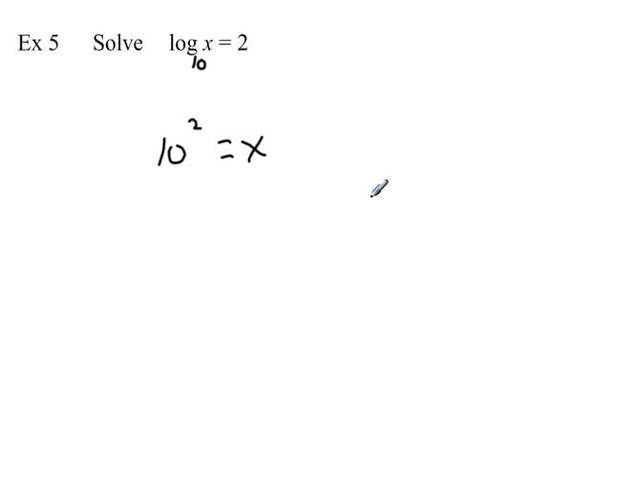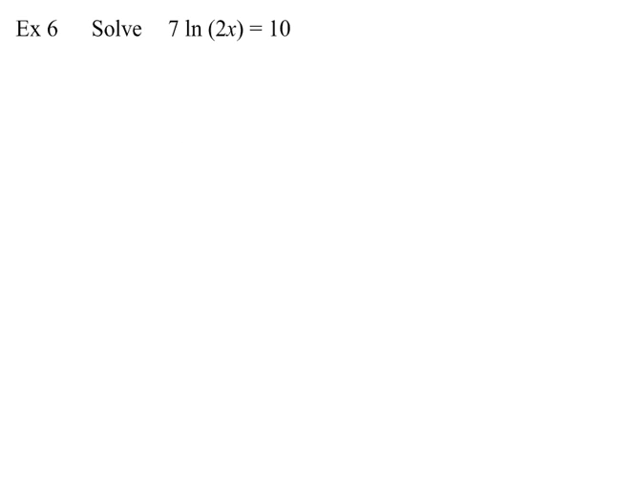Now look how simple this is when you rewrite it this way. You've got your answer already. X equals 100. So if you have logarithmic equations, rewrite them exponentially first. So rewrite it like this first. Once it's written this way, it's pretty easy to solve. So keep in mind, if you have an exponential equation to start, you're going to use logarithms to solve. If you have a logarithmic equation to start, you're going to use exponents to solve. So let's look at one last example, then we'll call it a day.